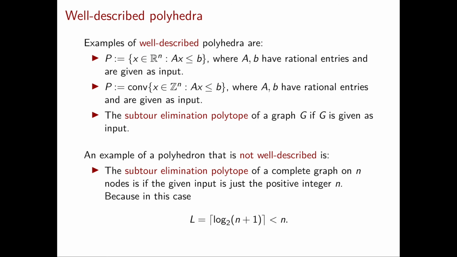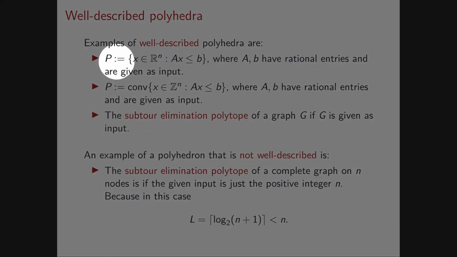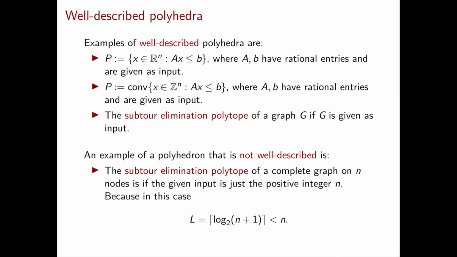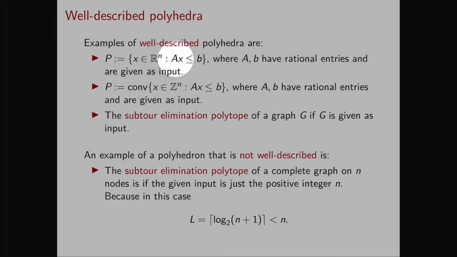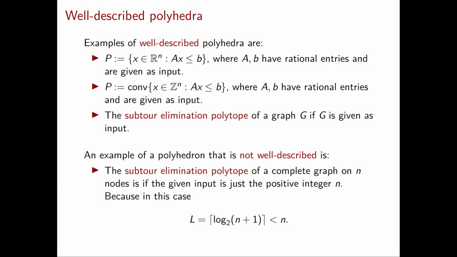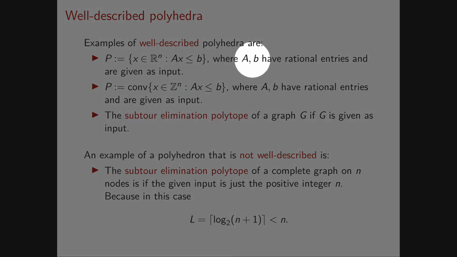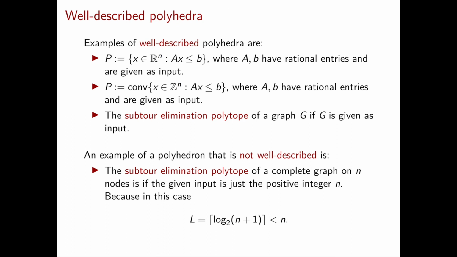Finally, let's see some examples of well-described polyhedra. Well, the simplest example is when your polyhedron P is given by a system Ax less than or equal to b, where A and b are rational and given in input. In this case, the encoding size needed to describe A is the sum of the logarithm of the entries, so it's definitely larger than n. And since the encoding sizes of A and b are polynomially bounded in the input, then so is each entry of A and b. So this really is a trivial example.